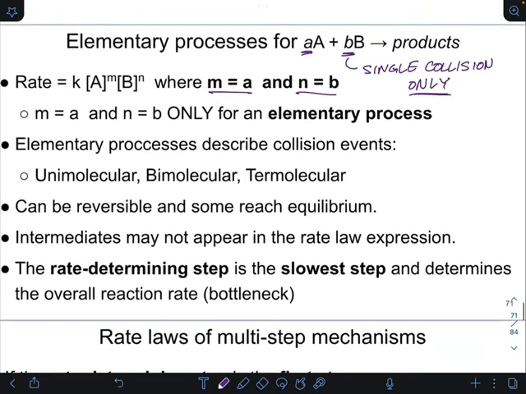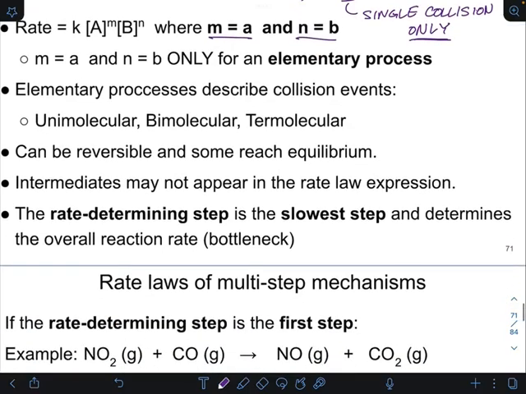These collisions have terms describing the number of molecules involved in the collision. So a unimolecular collision is where there's only one molecule involved and it kind of falls apart. Bimolecular would be two molecules colliding. Termolecular would be three molecules colliding. It's very unlikely for more than three molecules to collide in a single step with the proper orientation. So usually we do not propose single step collisions that involve more than three molecules. Some of these can be reversible, some can reach equilibrium.